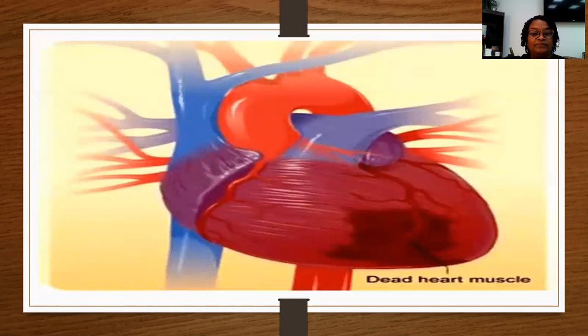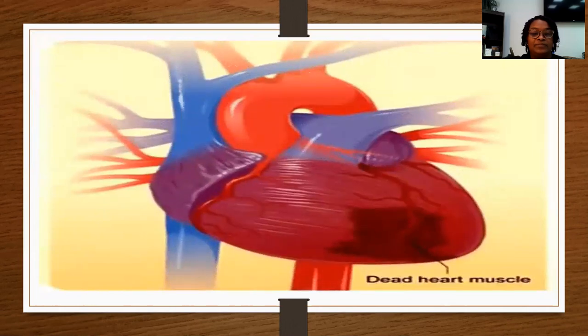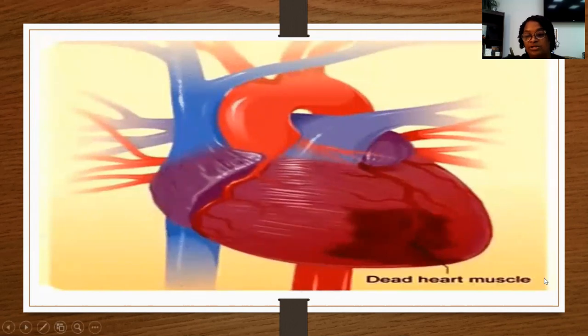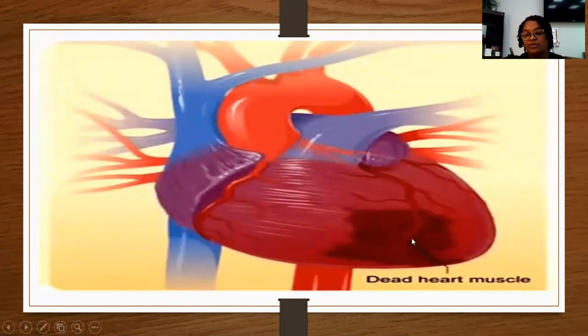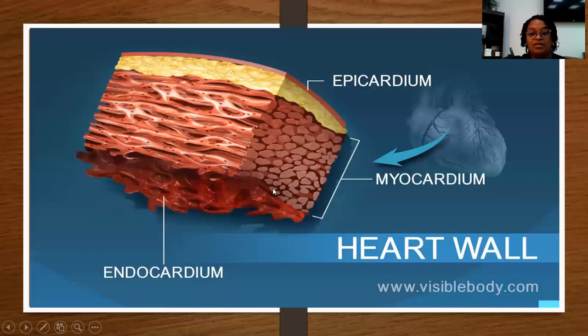So here's an illustration of a beating heart showing you the dead heart muscle in the area where someone's had an infarction. Okay, in previous lectures, we talked about the three layers of the heart muscle. You have the endocardium, the myocardium, and then the outer layer, the epicardium. It's this myocardium right here that is the layer usually destroyed by a heart attack.